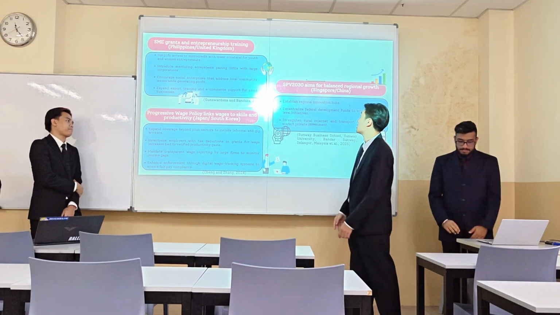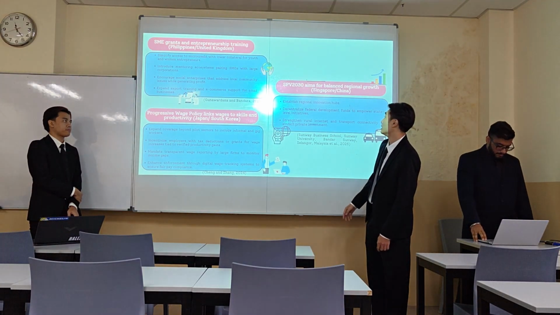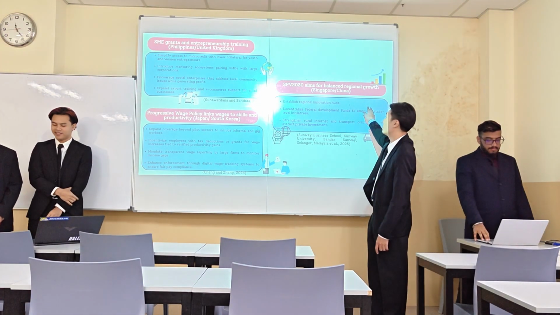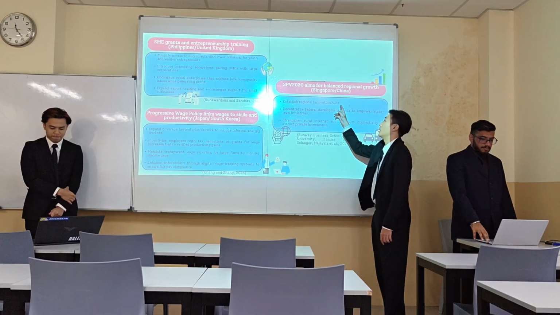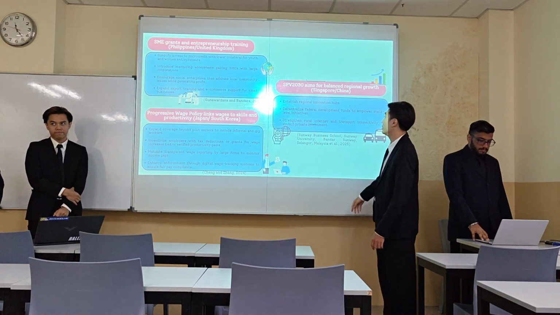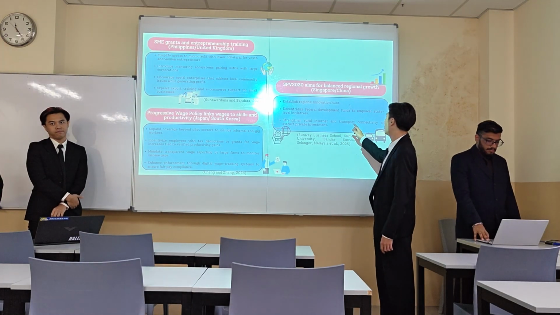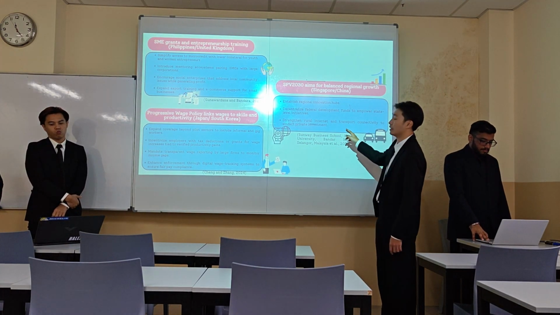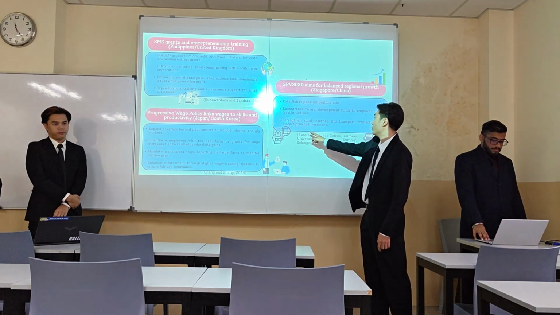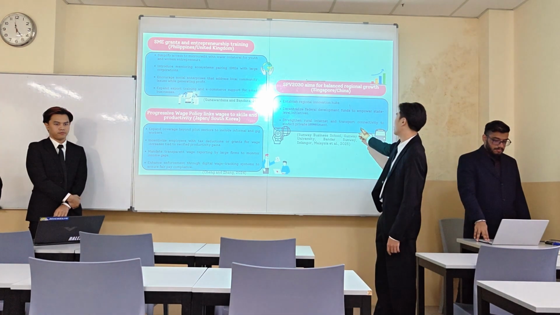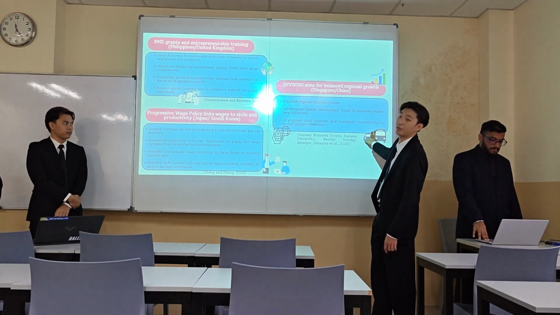And SPV 2030 aims for balanced regional growth. For example, China and Singapore establish regional innovation hubs, decentralized federal development funds to empower state-level incentives, and strengthen rural internet and transport connectivity to attract private investment.